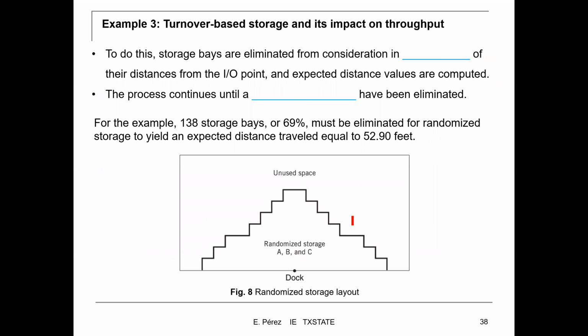To do this, storage bays are eliminated from consideration in reverse order of their distances from the input-output point, and expected distance values are computed. The process continues until a sufficient number have been eliminated. For example, 138 storage bays or 69% must be eliminated for randomized storage to yield an expected distance traveled equal to 52.9.